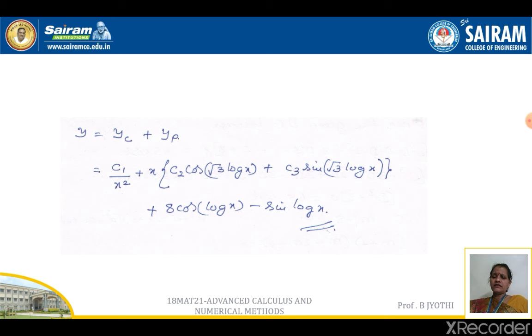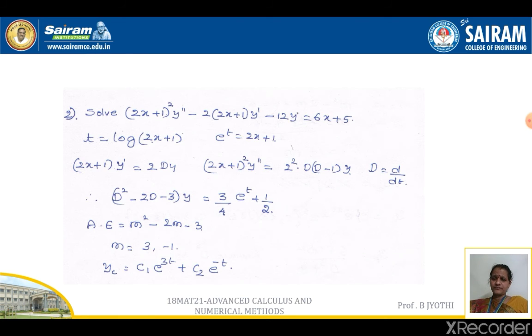So on adding the yc and the yp part, we get c1 divided by x square, and also we are replacing it with the substitution. So we get x times of c2 cos root 3 log x plus c3 sin root 3 log x, plus yp part, that is 8 cos log x minus sin log x, because cos t is replaced with the log x. So this is the answer we are getting.